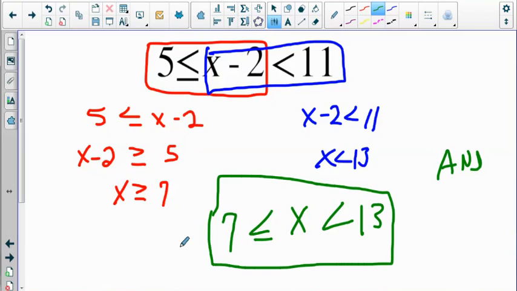The next one is going to be a bit more complicated, but that's okay. Just hold on. It'll be great.